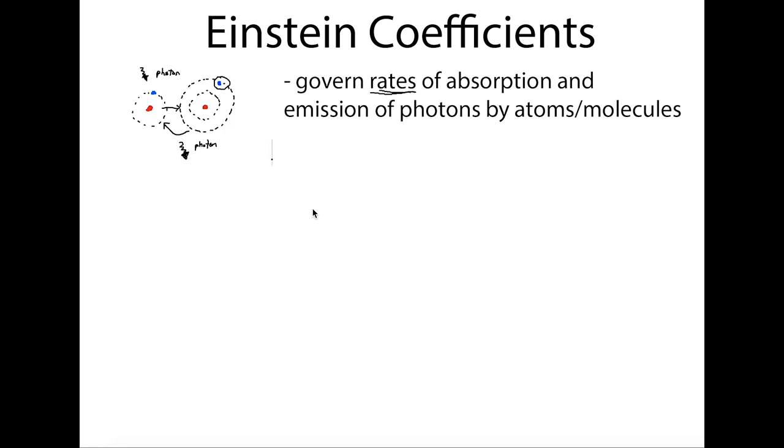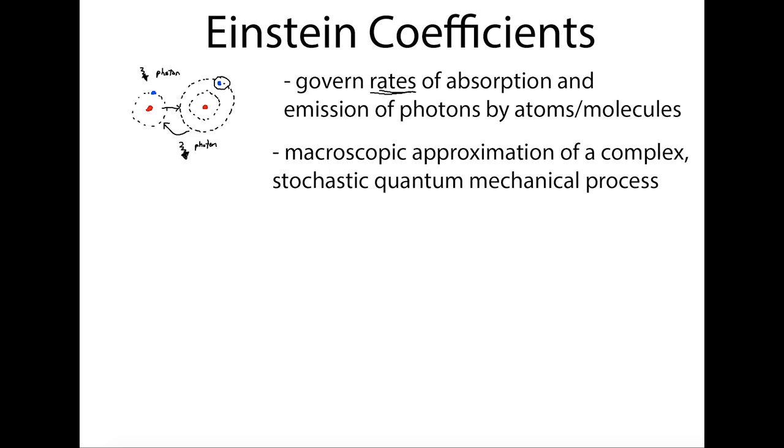And an important point here is that these Einstein coefficients are macroscopic approximations, which means they don't describe what happens on an individual atom or molecule basis. They describe macroscopically what happens on average to a whole collection of these atoms or molecules.